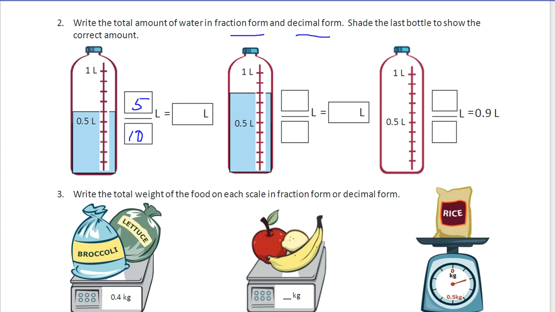Well, it's, oopsie, pump the brakes a little bit. 5/10 is right here. That's 1, 2, 3, 4, 5. It's 6/10. Let's fix that boo-boo. All right, that's a little better. So then we're going to write it here in decimal form. And how do we write that? 0.6. There you go.